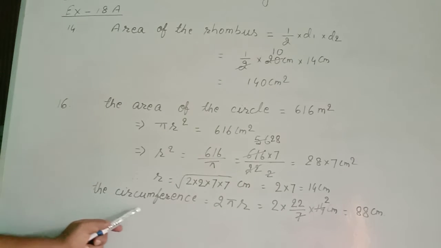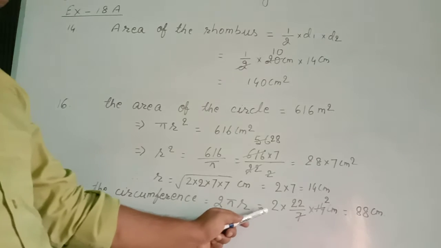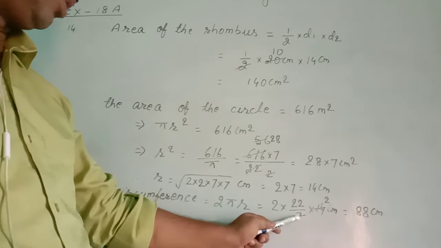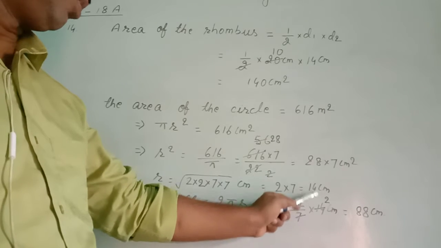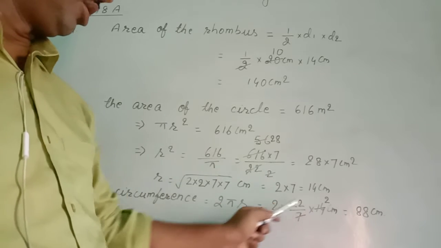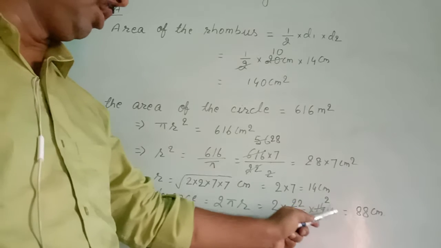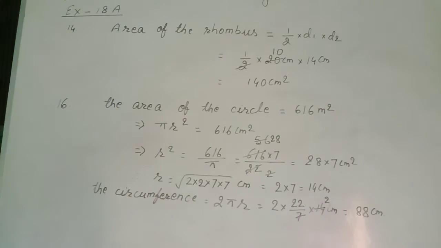Now the circumference of the circle equals 2 pi r. We know the value of pi equals 22 by 7. 2 into 22 by 7 into r. R is 14 centimeter. 7 2 is 14. So 2 into 22 into 2 equals 88 centimeter.